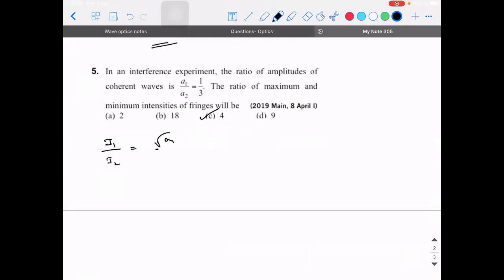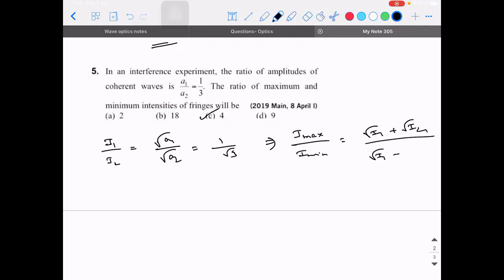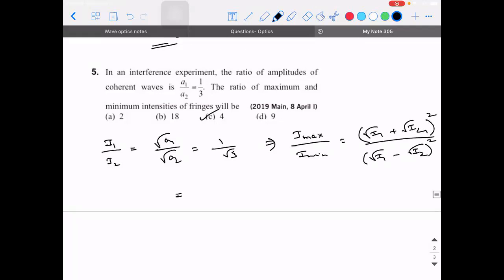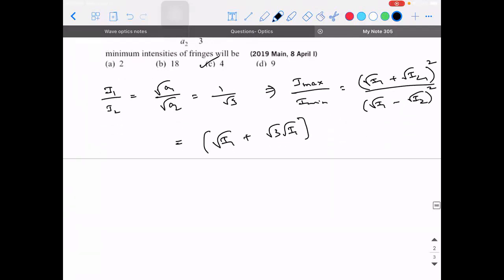I1 by I2 is equal to root of A1 by root of A2 is equal to 1 by root 3. So they asked for I max by I min, that is root of I1 plus root of I2 divided by root of I1 minus root of I2, the whole square. Correct? Root 3 times root of I1 plus root of I1.